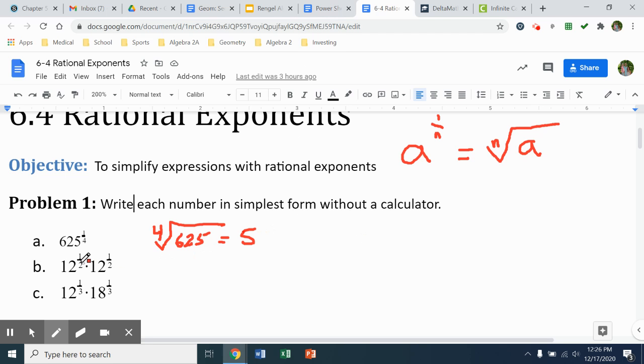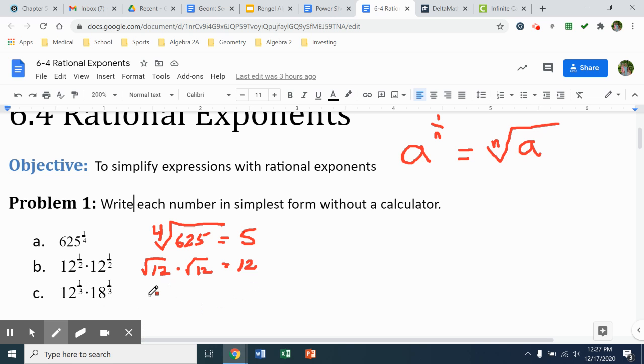Heading into part B, I've got a 12 to the 1/2 times 12 to the 1/2. So that index of 2 means I'm dealing with a square root of 12 times a square root of 12. And that's going to then equal, anytime we're multiplying a square root times itself, that's going to make the square root disappear, and we're left with 12 for our second answer. So square root of 12 times square root of 12 is going to multiply to 12.